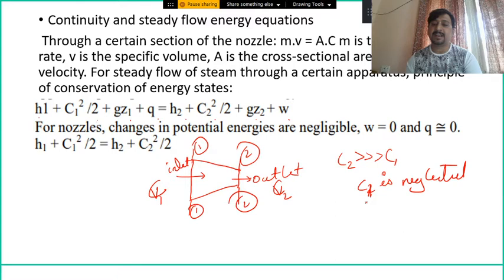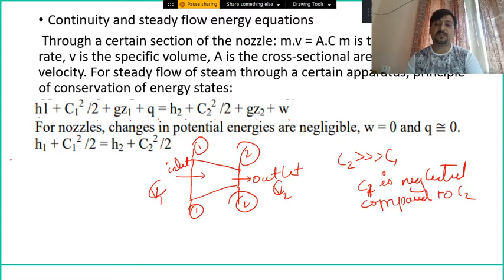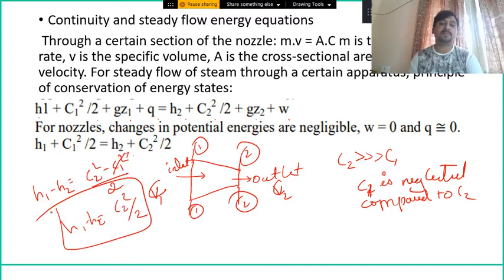So what we can write here is h1 minus h2, that is the change in enthalpy, is equal to c2 square minus c1 square by 2. But if we consider c1 as negligible, then the enthalpy drop h1 minus h2 becomes c2 square by 2. But normally we have to consider c1, there is no doubt about it. We cannot neglect it like that, because in actual flow with friction we have to consider the losses as well. So for that reason, we cannot neglect c1.